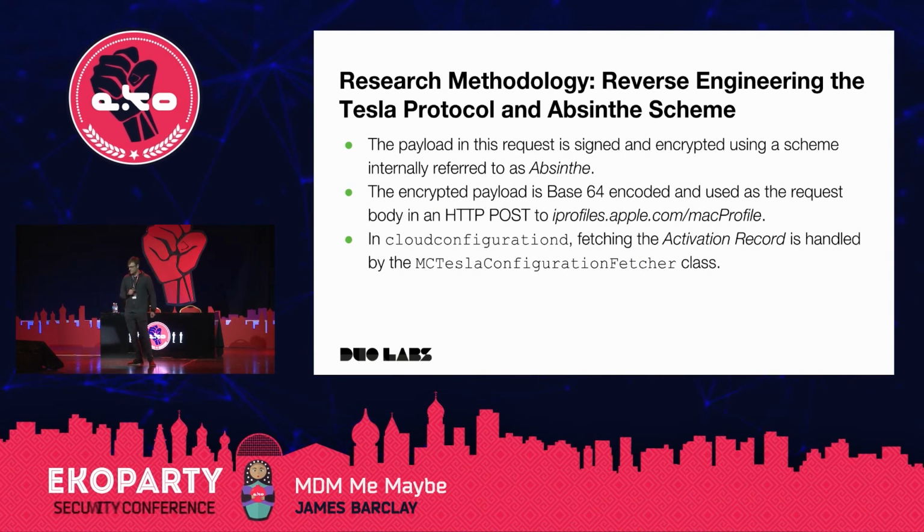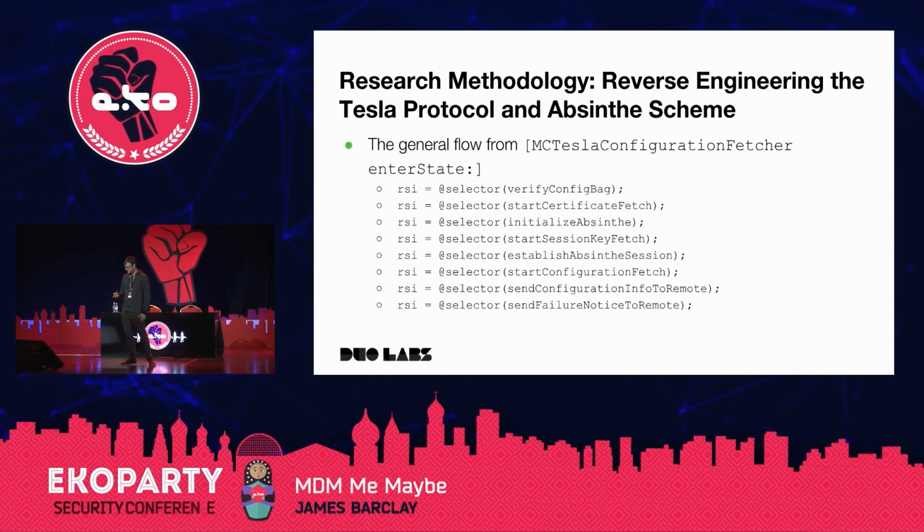In Cloud Configuration D, fetching this activation record is handled by the MCTeslaConfigurationFetcher class. So the general flow of MCTeslaConfigurationFetcher enter state is listed here. We explored each of these methods somewhat deeply, but ultimately it just led us further down the rabbit hole, and we decided to explore other methods of being able to modify the serial number that is presented to the DEP API.